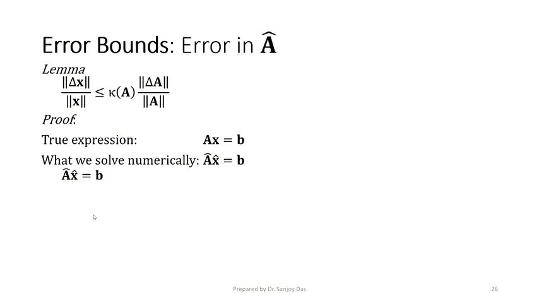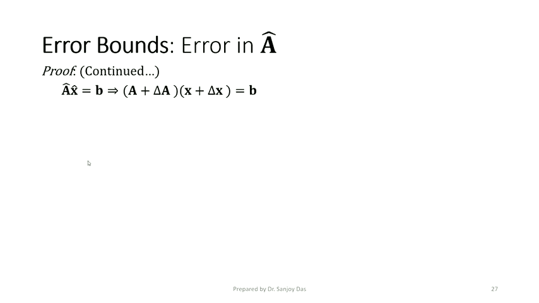So this is what we have. A hat X hat equals B. What's A hat? A plus delta A. What's X hat? X plus delta X. So this is what we have. And then we open the parentheses on both sides. We do all the multiplications, and this is what we get.